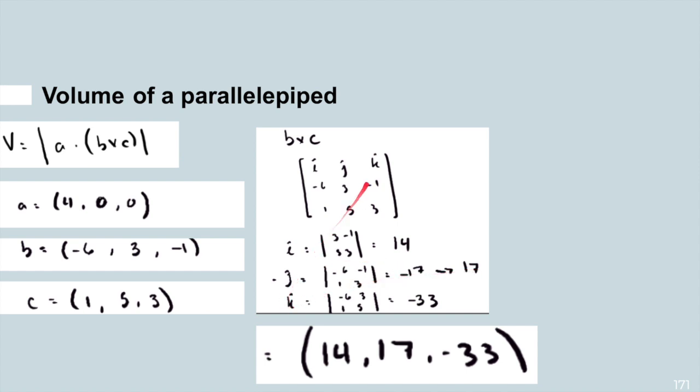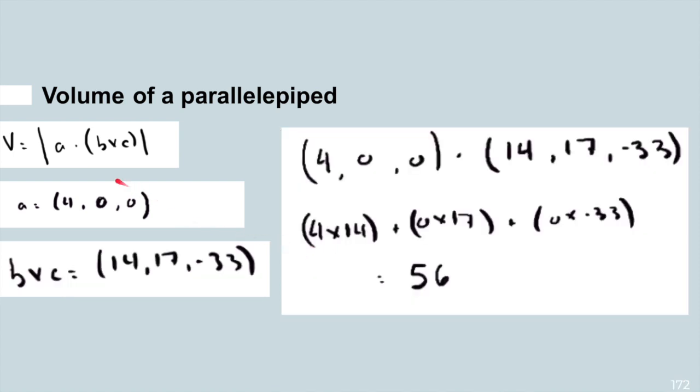K hat, we get rid of its column and its row, and we find the determinant of negative 6, 3, 1, 5. Negative 6 times 5 is negative 30. Minus 3 is negative 33. So we figured out what B cross C is. The last thing we're doing is finding out what A dot that answer is.